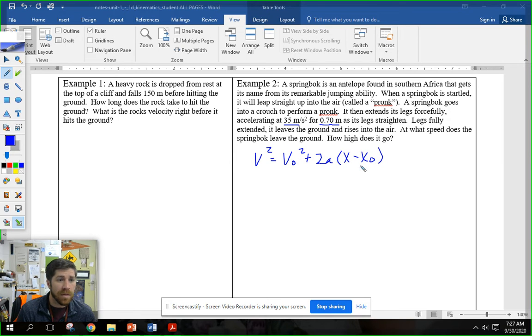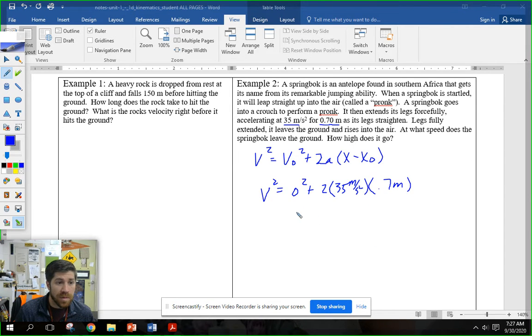Because we know the distance and the acceleration, and we know that if it's crouching down and getting ready to jump it starts at a velocity of 0 and goes to some speed as it leaves the ground, which they want to know here. So v squared is equal to 0 plus 2 times the acceleration, 35 meters per second squared, times my height, where I'm crouching and then going up, a full distance of 0 to 0.7, so 0.7 meters is my displacement.